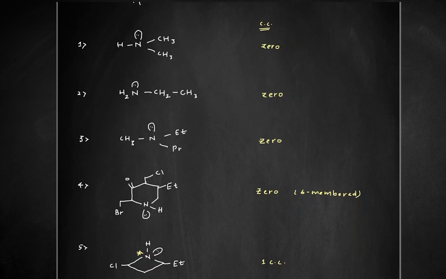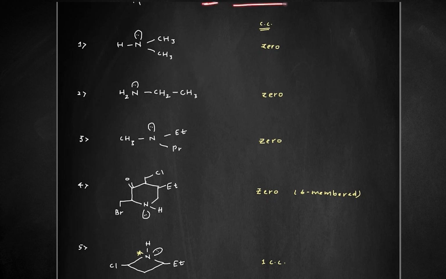But if nitrogen is a part of a ring, then you have to check the size of the ring. It may be 3-membered, 4-membered, 5, 6 and 7-membered. Flipping is absent in 3-membered, 4-membered and 5-membered rings, but flipping is present in 6 and 7. So if flipping is present in 6 and 7, nitrogen will never be a chiral center in 6 and 7. But in 3, 4, 5 flipping is absent, so if all 4 groups are different, then they can be a chiral center. Got it? So let's solve some questions.